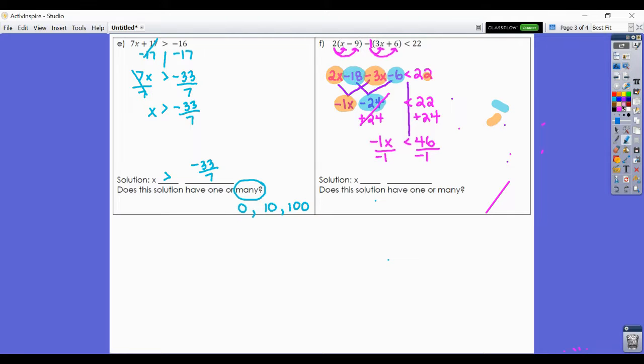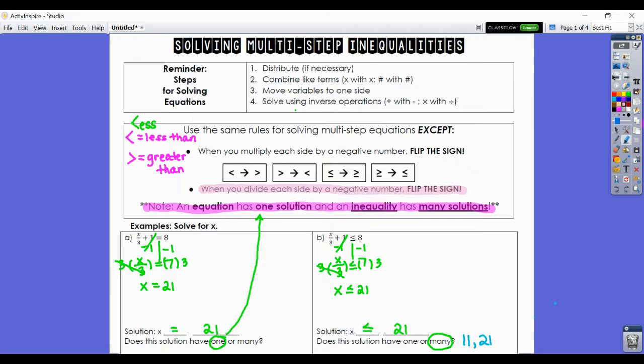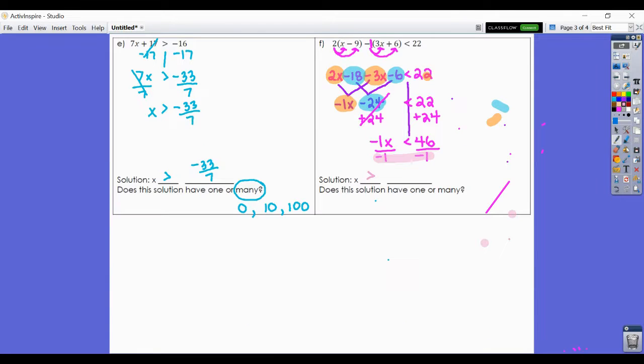And it's so important that when you divide by a negative, we go back to our beginning exception notes that you have to flip this sign here, as it states in highlighted light pink. So flipping that sign, because I divided by a negative, I get x is greater than negative 46, because 46 divided by negative 1 will make it negative 46. How many solutions? We have many because it's everything greater than negative 46.